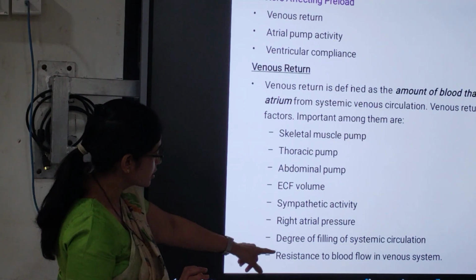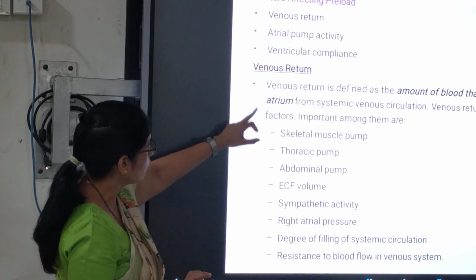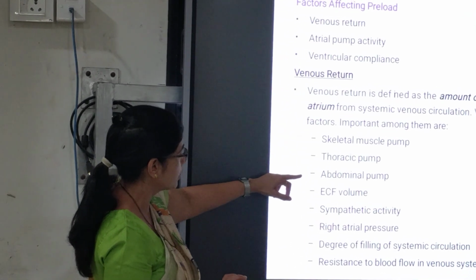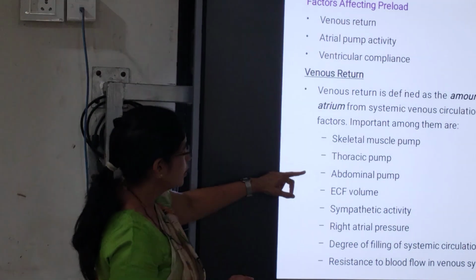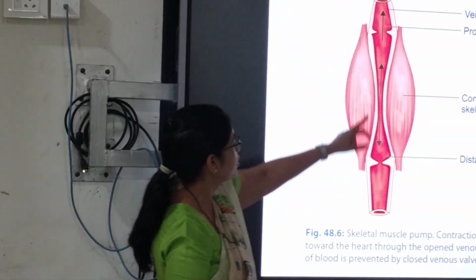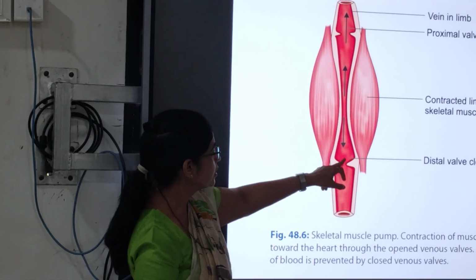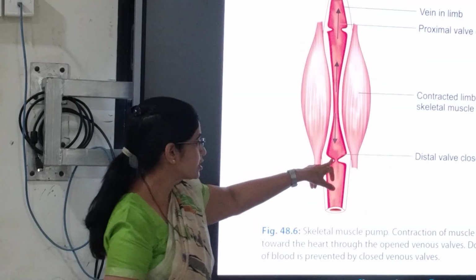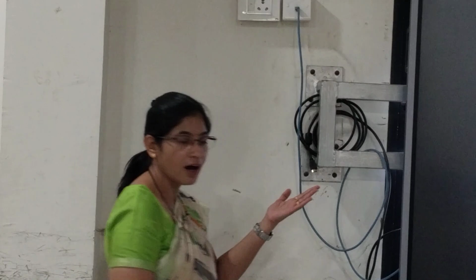Okay, so don't skip this. Mainly these are very important: skeletal muscle pump, thoracic pump, abdominal pump, sympathetic activity. These are the factors which will increase the venous return and finally the cardiac output. Here there are different valves present in the veins, distal valves and proximal valves. The distal valves are always closed, and that's why the blood is always pushed towards the heart. So when you are doing exercise, what will happen? Continuous contraction of skeletal muscles and continuous pushing of the blood from the peripheral system towards the heart.